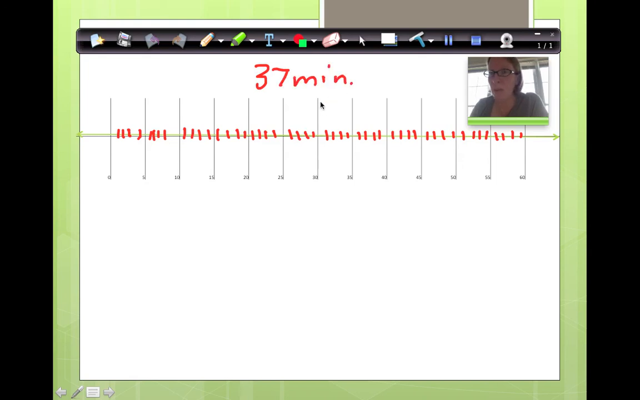So she starts working at 1:48. That tells me that this is my 1 o'clock. Go ahead and label it. So 1 p.m. If that's 1 p.m., this is going to be 2 p.m. Make sure you label it. Now, she starts her project at 1:48.